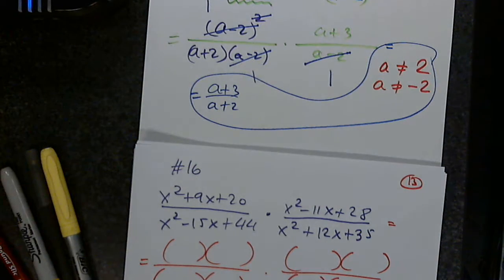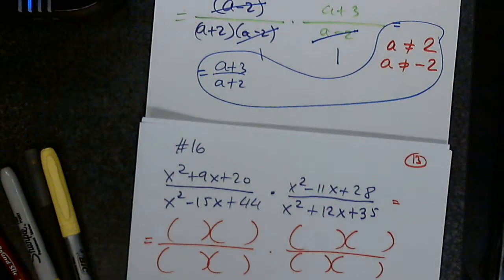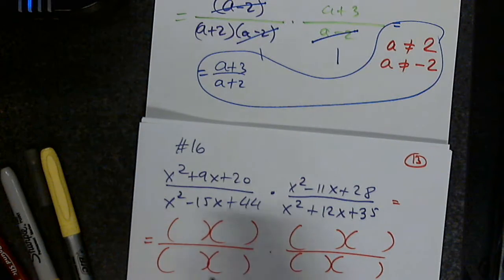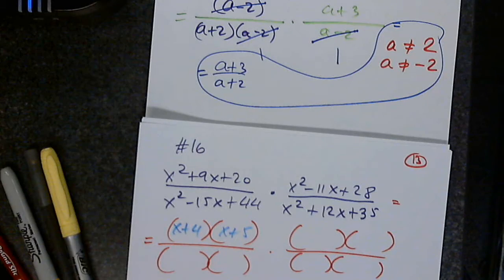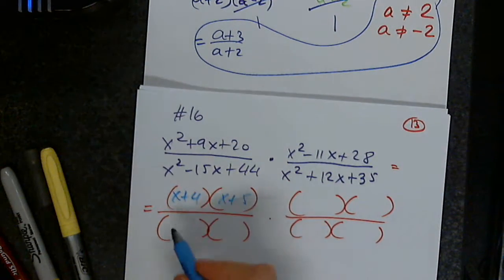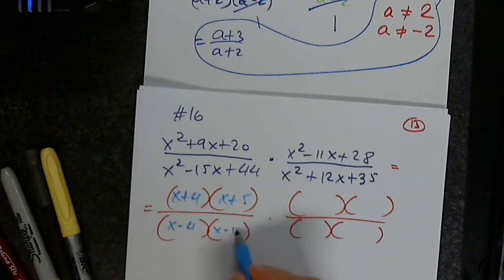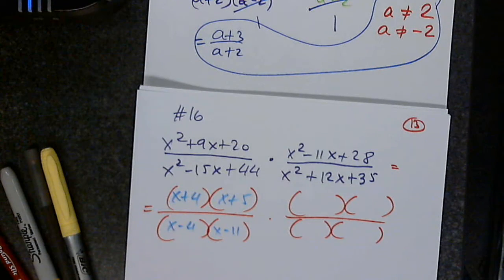Can anyone give us any of this? x plus 4, x plus 5. Do you all agree with the first one being x plus 4, x plus 5? Okay, the next one. Over x minus 4, x minus 11. Do you all agree with x minus 4, x minus 11 for the denominator of the first fraction?